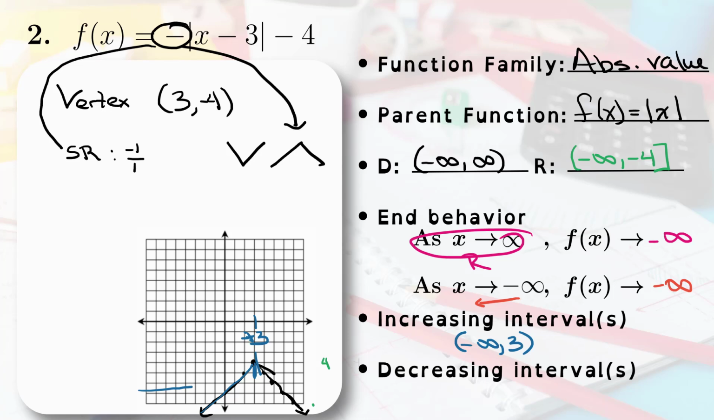Now we're going to pick up the same idea, but going from +3 through +infinity, as we're going from +3 all the way over, I'm decreasing.